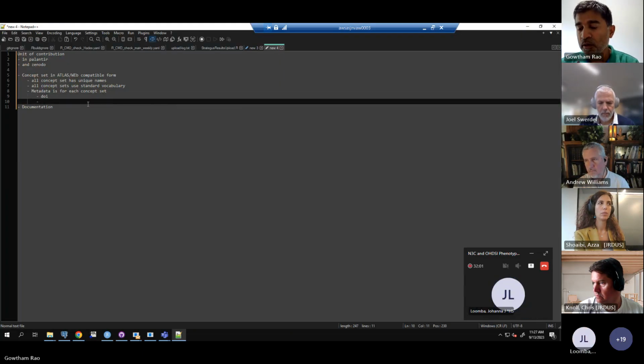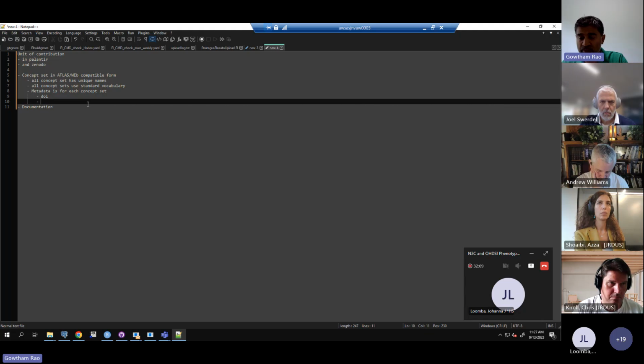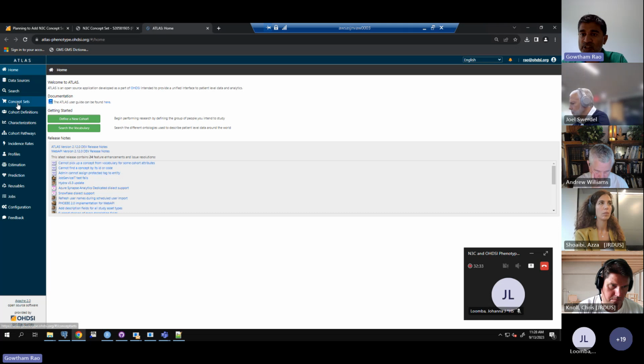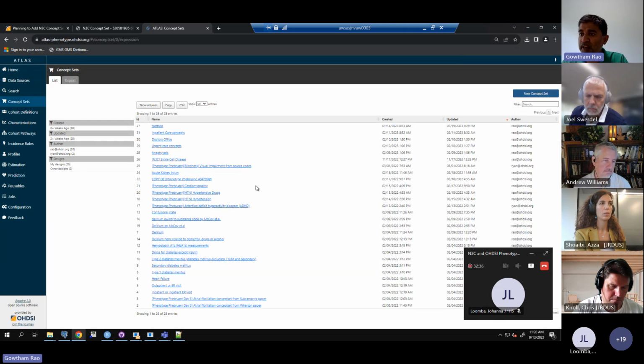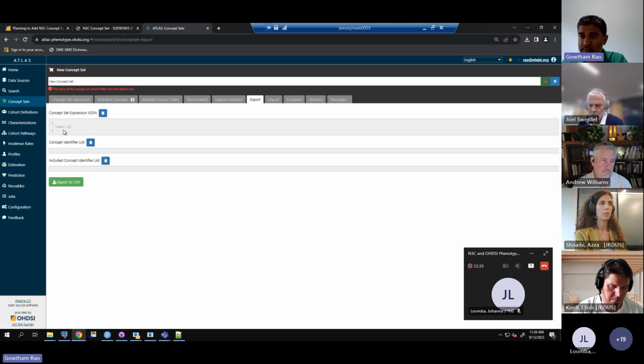All right, so I want to pivot the concept. I think we understand the contribution, and I think the OHDSI community is very interested in accepting the contribution. We just have to figure out how to build a pipeline to make that happen. Now, what is clear from this conversation is the unit of contribution is a concept set definition, a concept set that is represented in Atlas or Web API compatible form, so it can go into this section in Atlas. So it will be compatible as a JSON that is represented here.